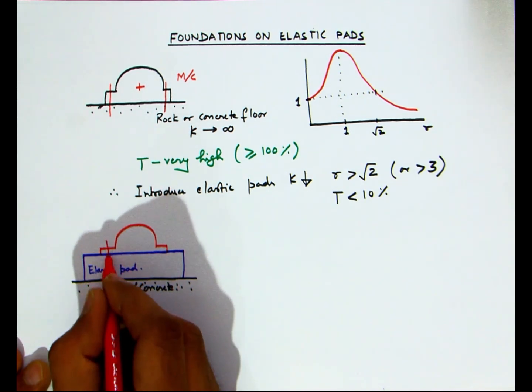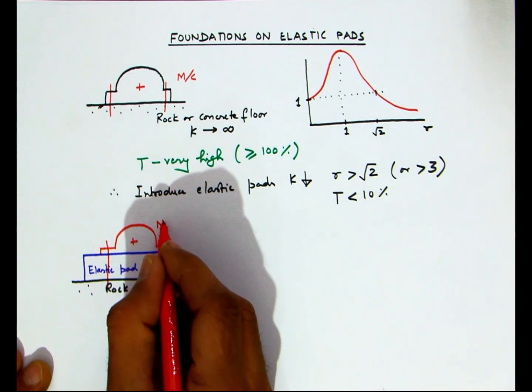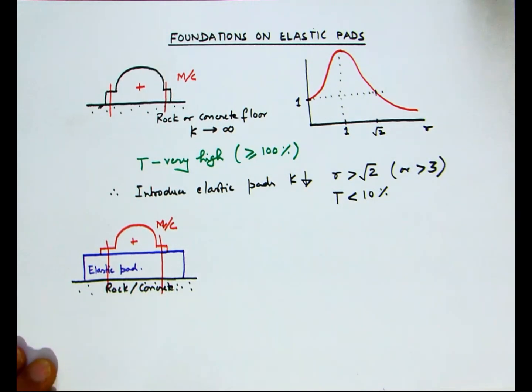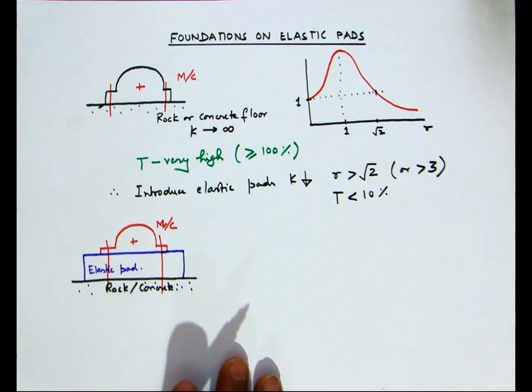So let us analyze such a system where the machine is not resting directly on the concrete or the rock, but there is an elastic pad in between the two. So we need to work out the various stiffnesses of such a pad.